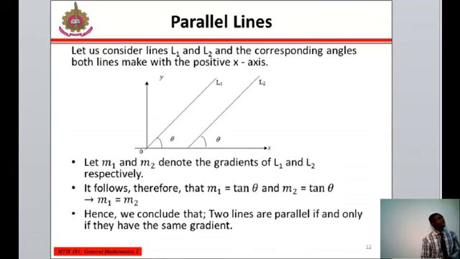What about parallel lines? Considering two lines, M1 and M2, if M1 and M2 denote the gradients of lines 1 and 2, and after obtaining the gradient for the first line and the second line, we're able to obtain the same value for both, then we can say that the lines are parallel, and we can conclude that two lines are parallel if and only if they have the same gradients.